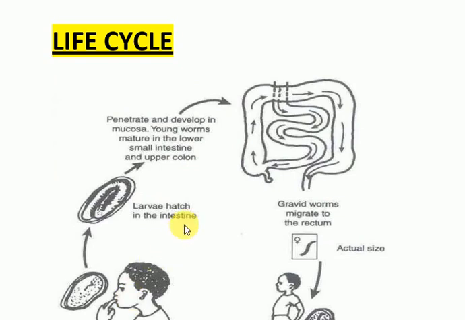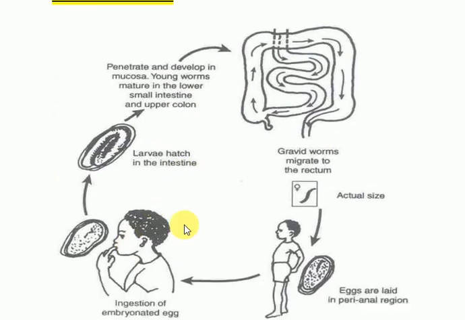Then the life cycle of pinworm, very easy. Just focus on the diagram while I'm explaining. Eggs are laid in the perianal region of the host, which is the definitive host, the human being. Once these eggs are laid, these embryonated eggs are very infective to human beings.